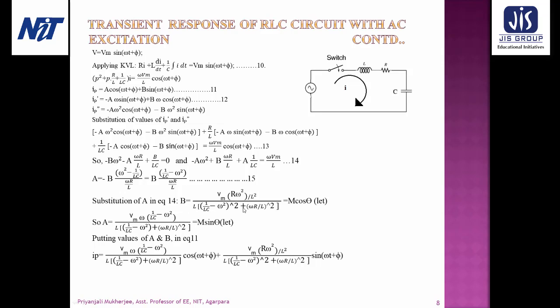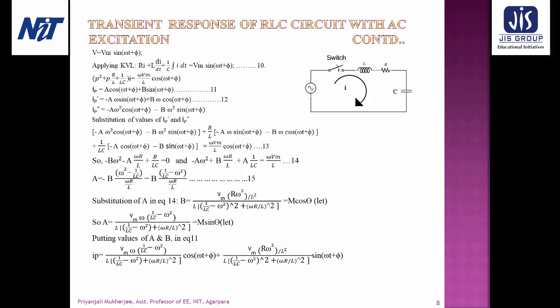After getting the expression of B, we can find the value of A, and that is V_m into ω (1/LC minus ω²/L) over ((1/LC minus ω²) plus (ωR/L))², and we can assume that this is equal to m sin θ. If it is m sin θ, then tan θ is the ratio of m sin θ by m cos θ, and we can find the value of θ, and θ becomes tan inverse of (1/R) into (1/ωC minus ωL).